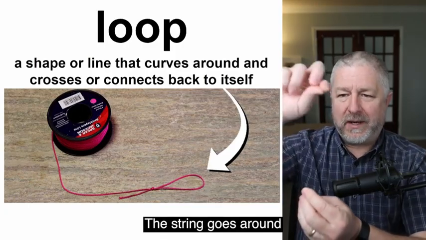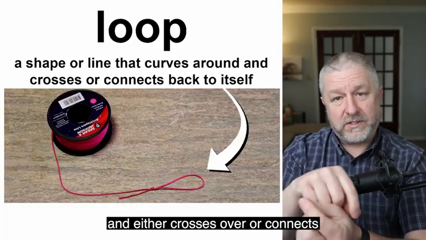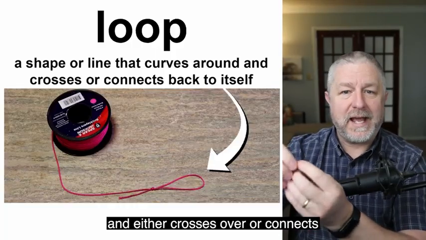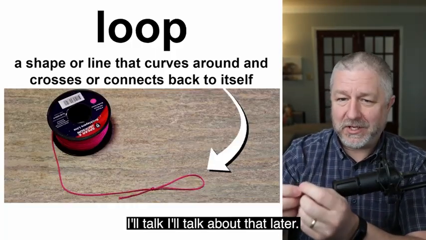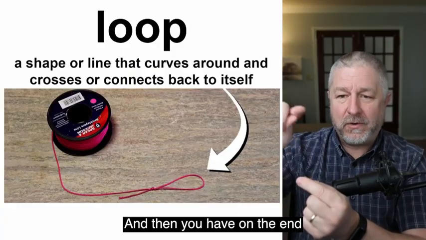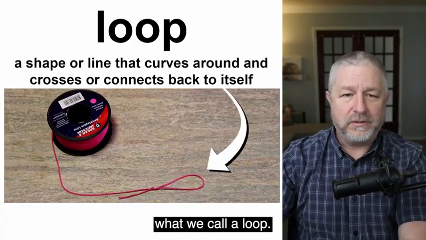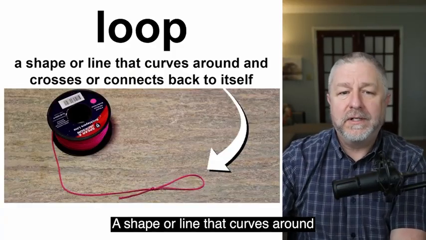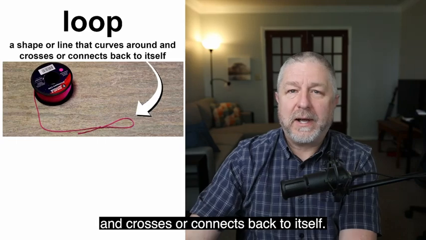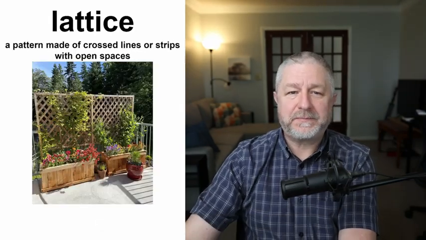The string goes around and either crosses over or connects back to itself with a knot. I'll talk about that later. And then you have on the end what we call a loop, a shape or line that curves around and crosses or connects back to itself.